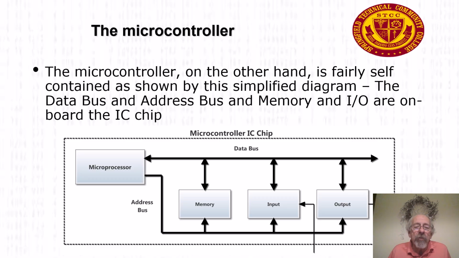Now we have the microcontroller, and it turns out the microcontroller looks just like the microprocessor we had before, except it's on a single chip. On the other hand, the microcontroller is fairly self-contained, as shown by the simplified diagram. The data bus, address bus, memory and I/O are on board the IC chip. Notice that the input and output go off the chip.